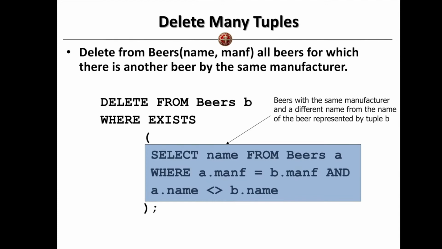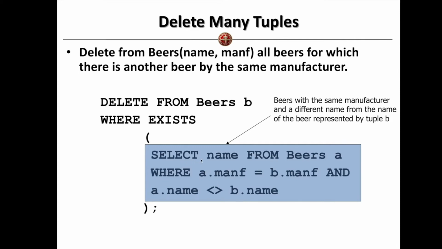Besides this, we can also delete according to some subqueries instead. So for example, we can delete from the beers table with name, the beer name, and the manufacturer. So all the beers for which there is another beer by the same manufacturer. For beers with the same manufacturer, they will be deleted, right? If we want to do so, then we have to use subqueries to help us. So first step will be to find all the beers which have some other beers sharing the same manufacturer with them, right? Therefore, we can do so by writing down as follows.